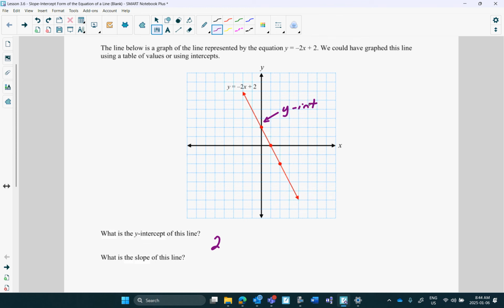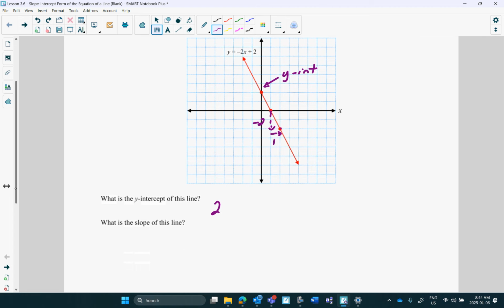Slope of the line, well, we have to do rise over run. So we pick 2 points. Let's say I'm going to pick these 2 points. And I've got to figure out how much I rise and how much I run. Well, to get from here to here, I've got to go down 2. So that's negative 2. And then I've got to go across positive 1. So the slope of the line is going to be negative 2 over 1, or just negative 2.